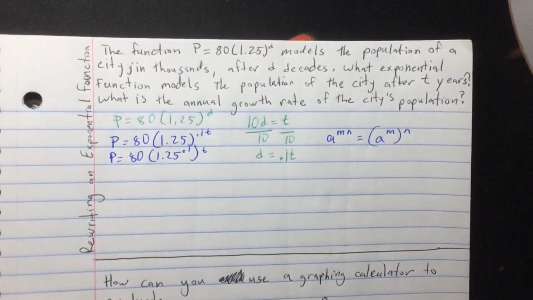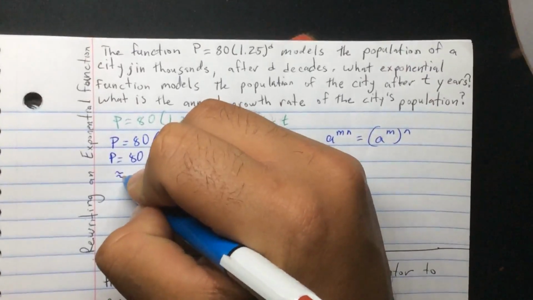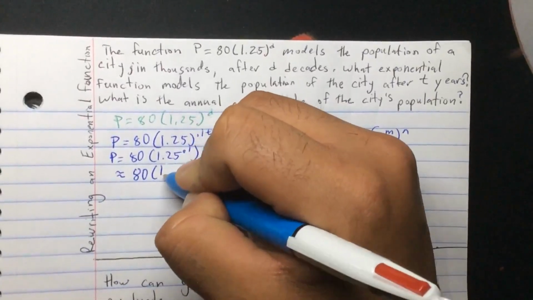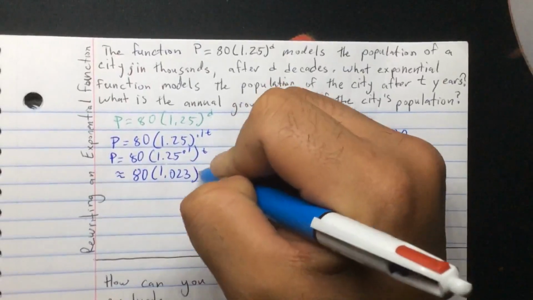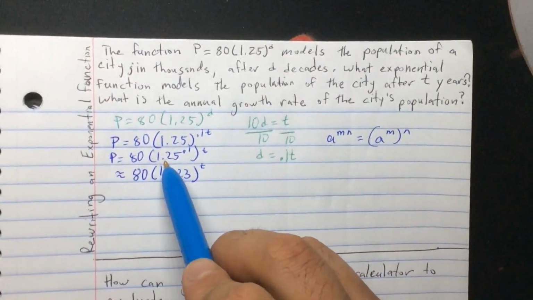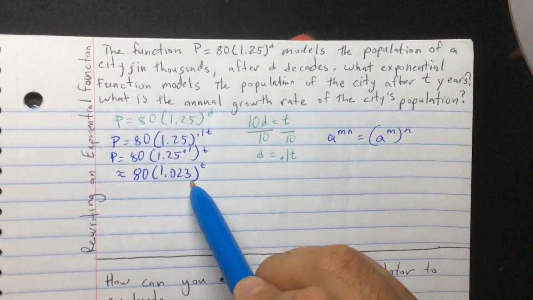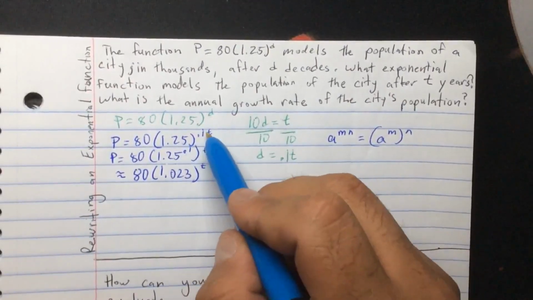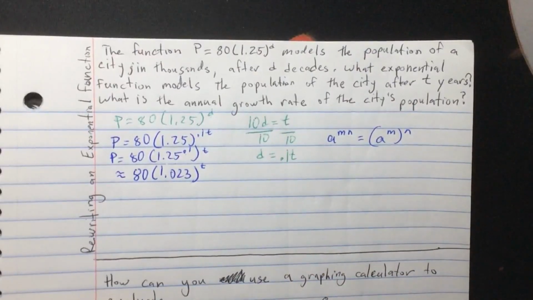Well, I kind of did that already for you guys, so you wouldn't have to struggle. I get that it's approximately, because it isn't an exact value anymore, 80 times 1.023 to the T. All I did was take 1.25 and raise it to the 0.1 power, and that's the number that's left over. So this is our simplified form of up here, after we substituted D for our value here. Now we can write our function.